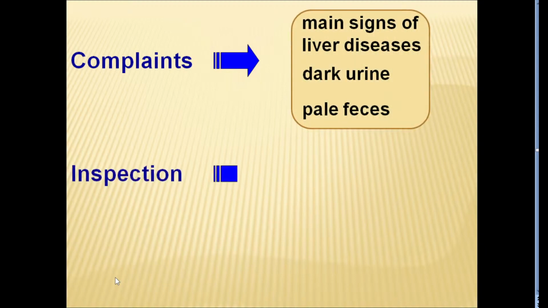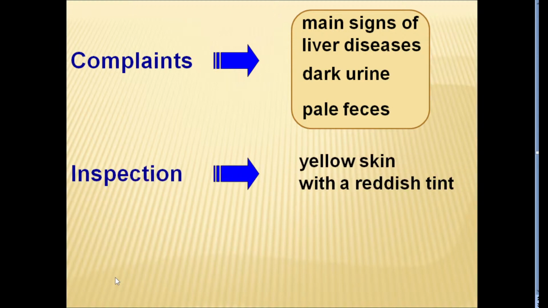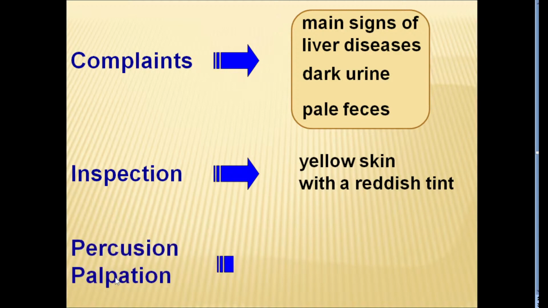On inspection, we will reveal yellow skin, and the longer this process lasts, the darker the skin becomes, and it has a light orange tint, due to metabolism of bilirubin in the skin. On percussion and palpation we will reveal hepatomegaly because the process is localized in the liver.